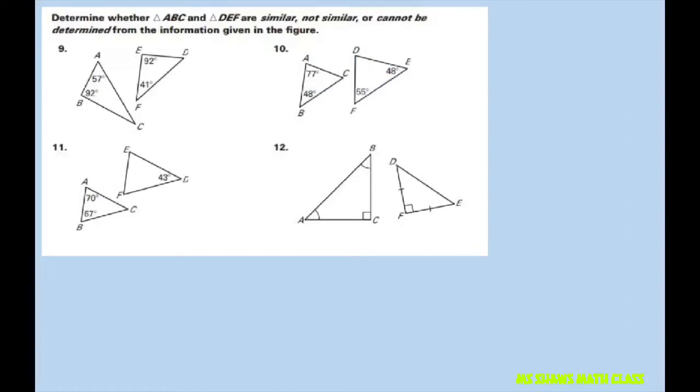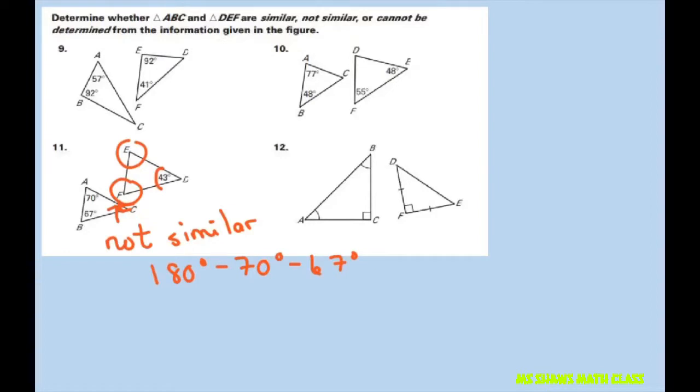And the next one, let's see if we get a 43 here and see what happens. So 180 minus 70 minus 67. And if you do that, 180 minus 70 minus 67, you get 43. But that's all we have. So we know that only one angle is congruent, but I don't have enough information here to determine if they're similar. So this is not similar. You need at least two angles for them to be similar.